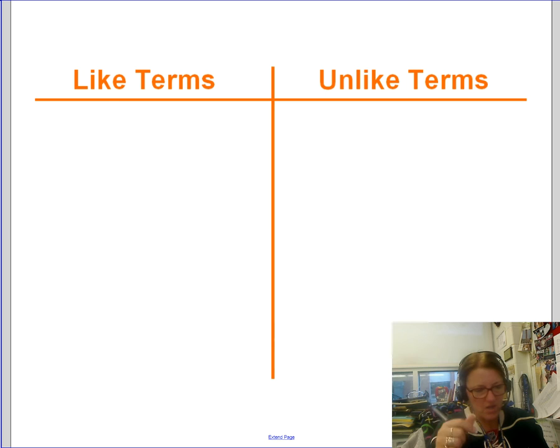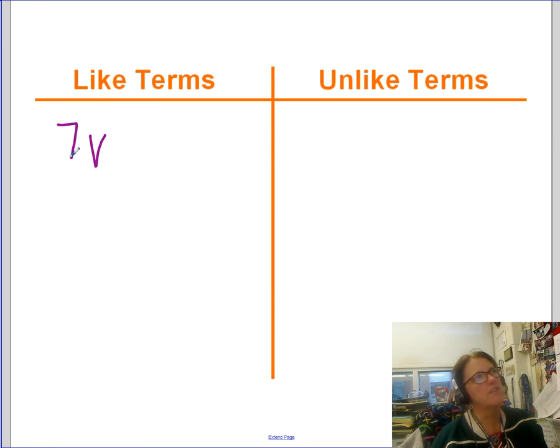So now we've got to talk a little bit about what are terms that are alike and what ones aren't alike. So let me pick a letter like V. I like the letter V because that used to be my first letter of my last name. My maiden name was a V. So here we go. If I have a term like 7V and let's say 14V, those guys are like terms, okay? Because they both have the letter V, or the variable V.